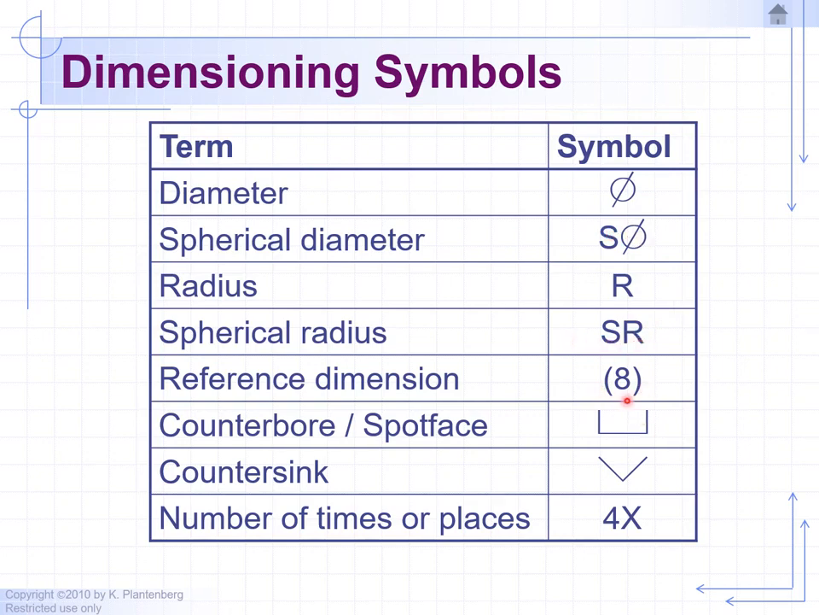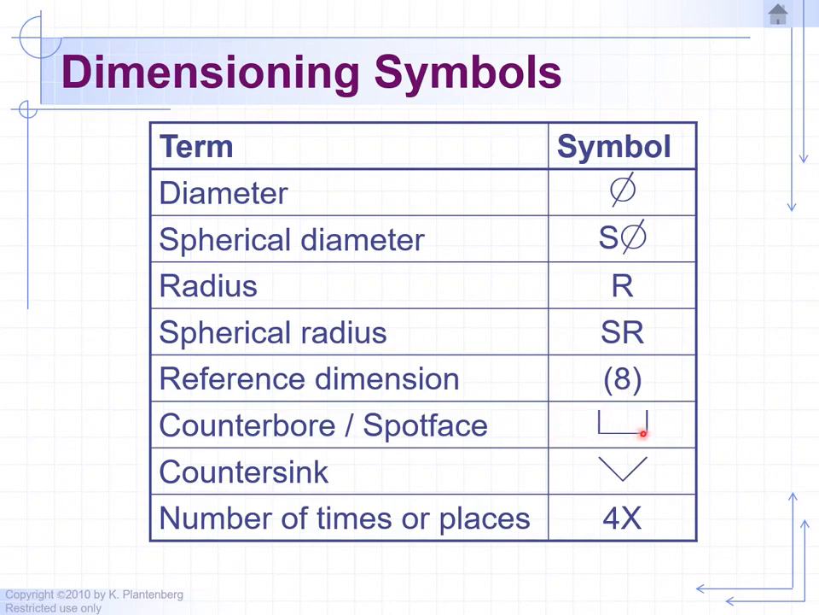Okay, next is a reference dimension. So when a machinist or an inspector that's checking the part, making sure that the dimensions are correct, when they see a dimension in parentheses, that just tells them, hey, it's just a reference dimension. Do not check this dimension when checking the part. It's just a reference only.